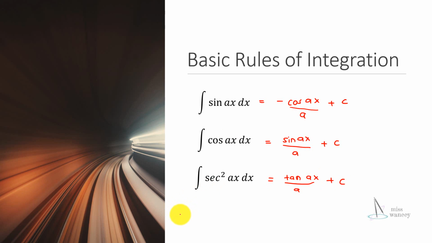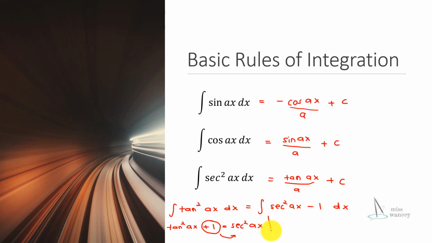Let me give you one more example: to integrate tangent square of ax dx. We use the identity. We know that tangent square of ax plus 1 is equal to secant square of ax. We make tangent square the subject, so we bring positive 1 to the right hand side. This becomes integrating secant square of ax minus 1 dx. Integrating secant square becomes tangent of ax, again divided by the coefficient of x, which is a, and integrating negative 1 becomes negative x plus c.